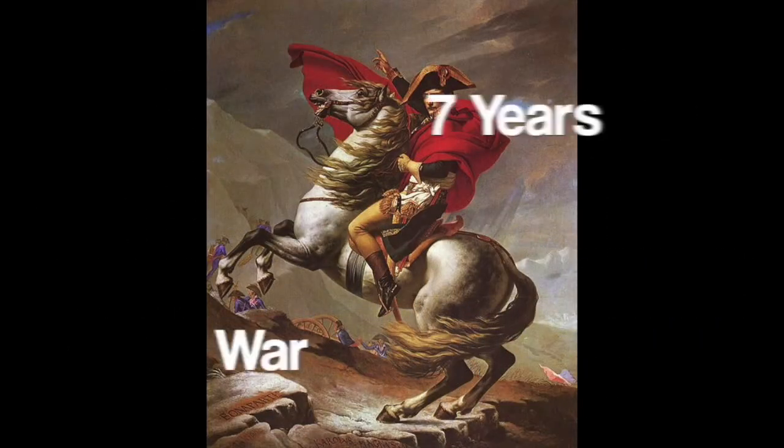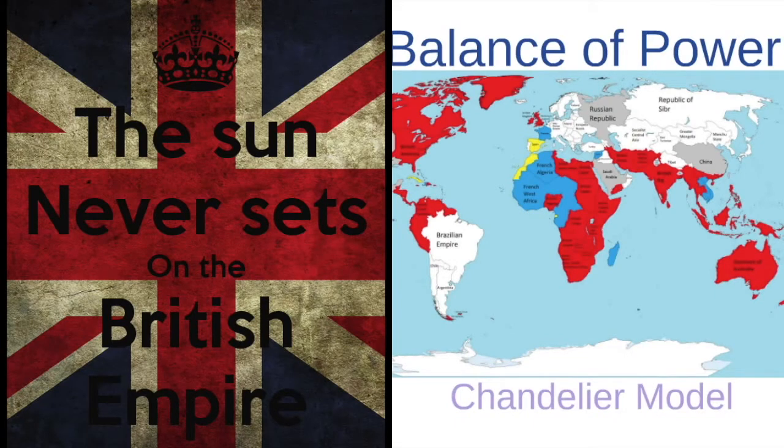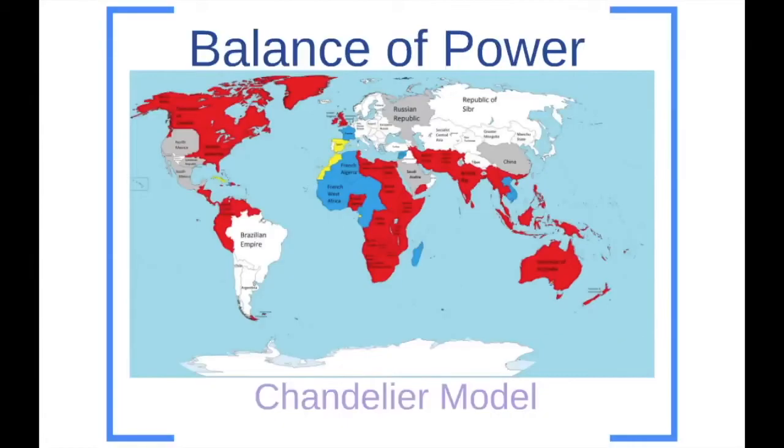Frequent wars and economic competition marked this era. Some nations, like France and Great Britain, grew in power, whereas other nations, like Spain and the Ottoman Empire, shrank in power. A way to help us understand how the balance of power works is by looking at something called the chandelier model.